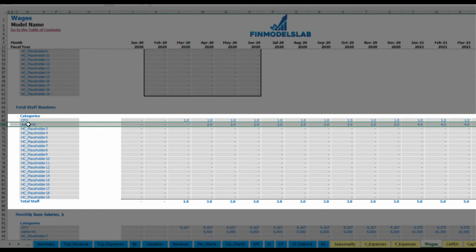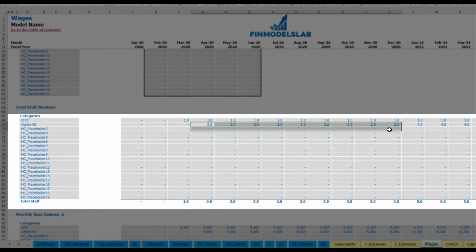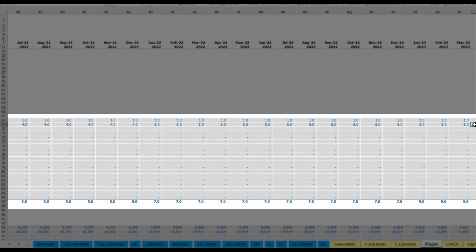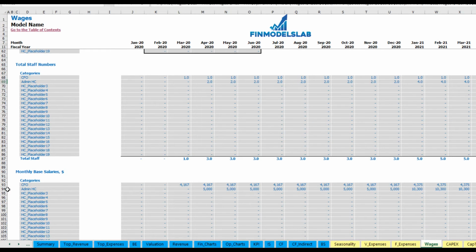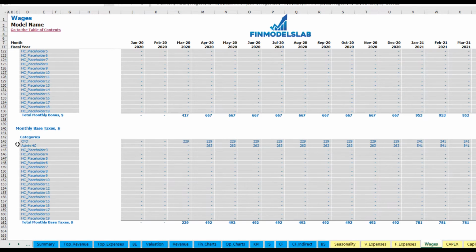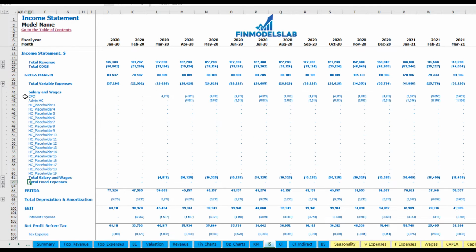So in here you may see total staff numbers, which is 2 for the year number 1, 2020. Starting from year 2021, you have 4, then 6, 8, and 10 in the last year of the model. Again, calculation of salaries for these, in this case 4 headcounts, calculation of bonuses, and calculation of monthly based taxes. You may see an income statement, total salaries and wages, and here you may see the total amount of bonuses, payroll taxes, and wages for these headcounts.